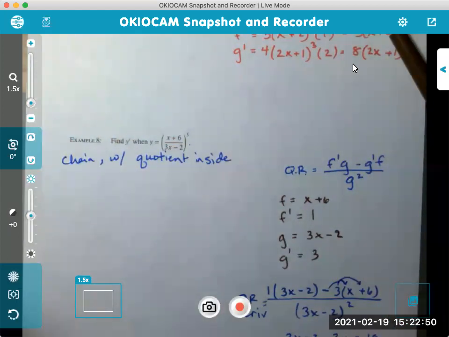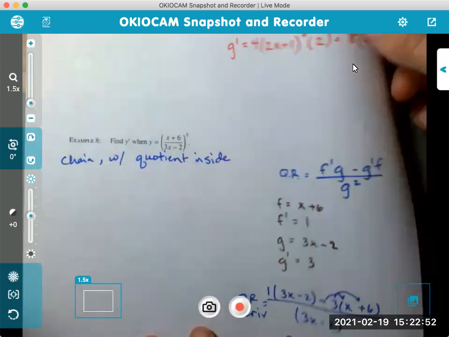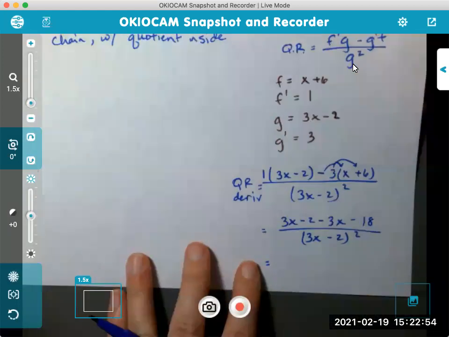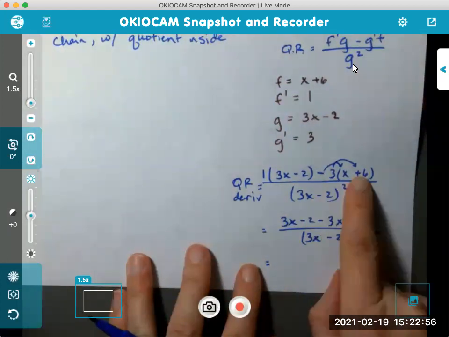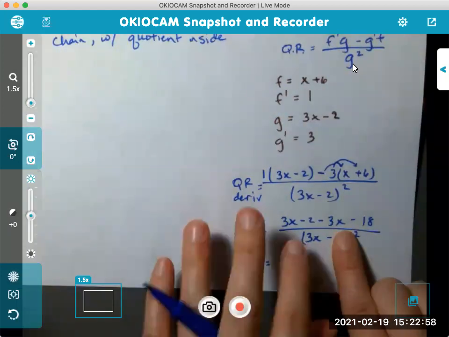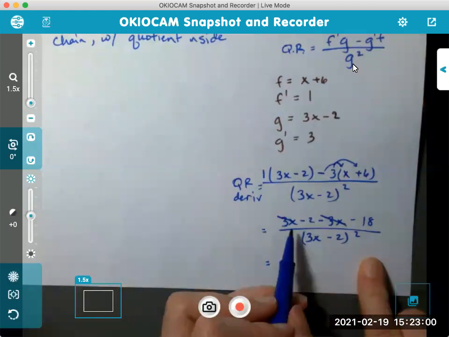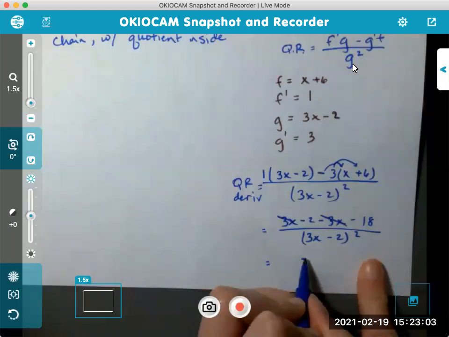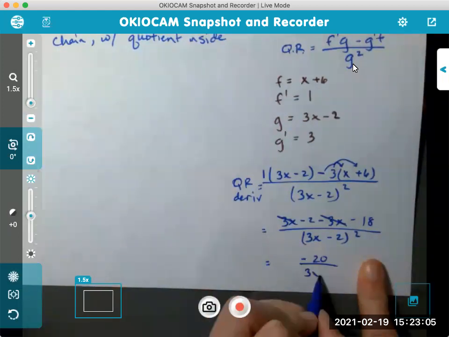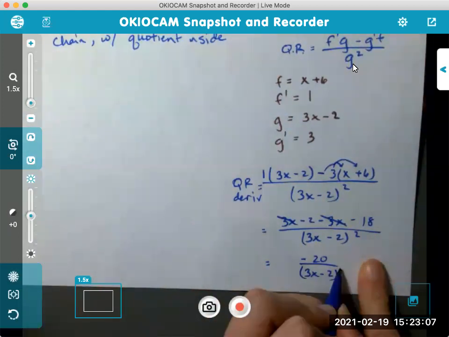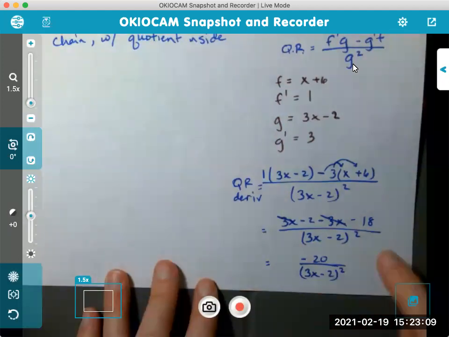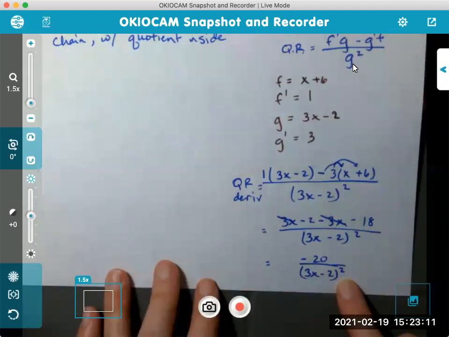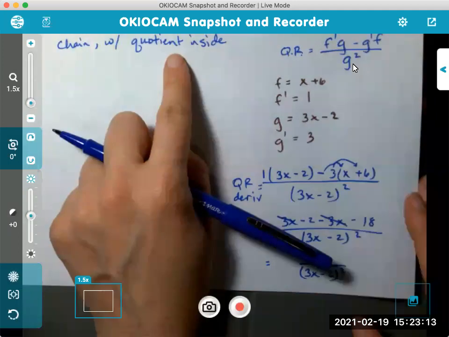And then notice what happened. Sorry, I'm off screen. Here we go. I just distributed that negative 3. Notice here that the 3x terms drop out, and then we're just left with negative 20 over (3x minus 2) squared. And there's my quotient rule. So that is my derivative of the inside.